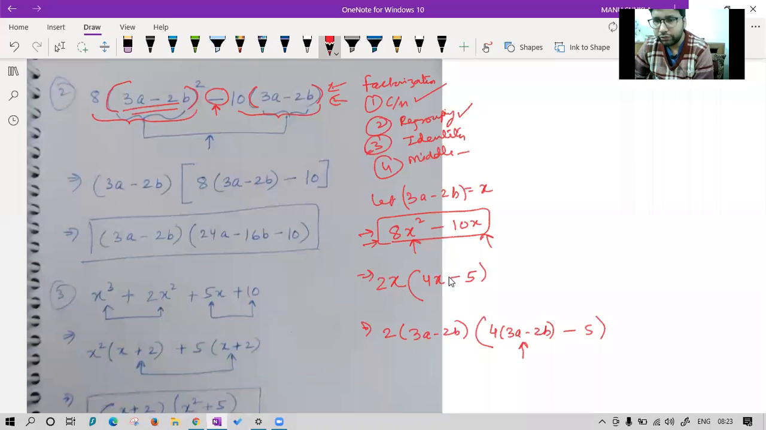You have observed that while putting back the value of x, I have used the bracket. Why? Because sometimes if you just write like this, will this be correct, class? If I don't use the bracket to put back the value, will it be correct? No, because it says that 4 is multiplying with 3a only, but not with 2b. So this is wrong.